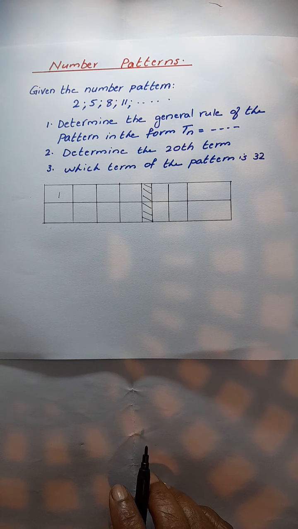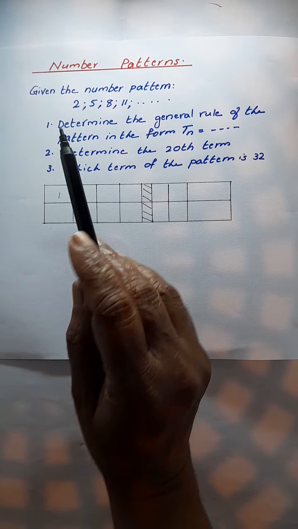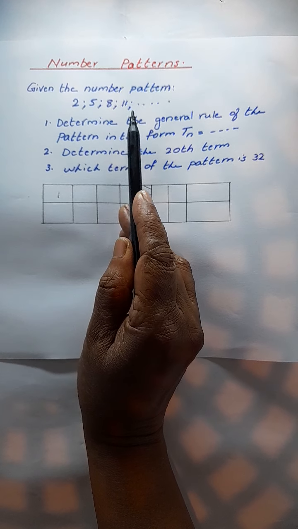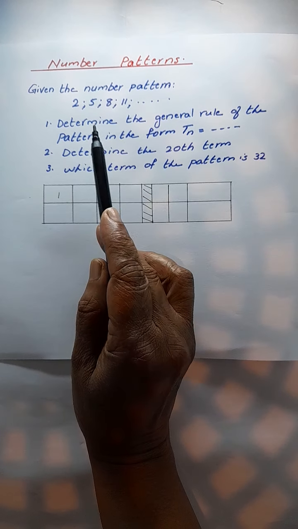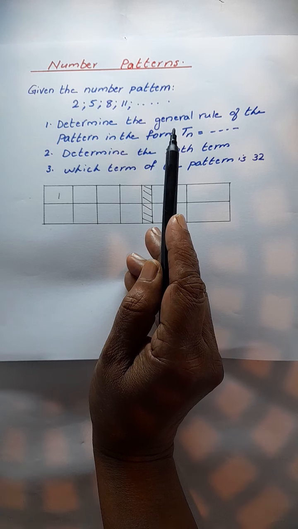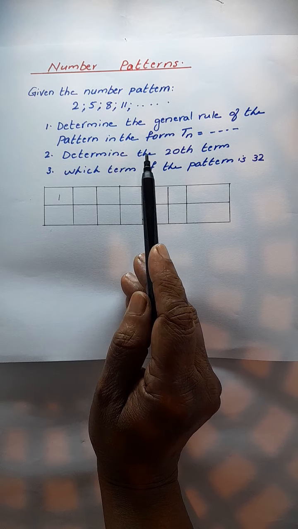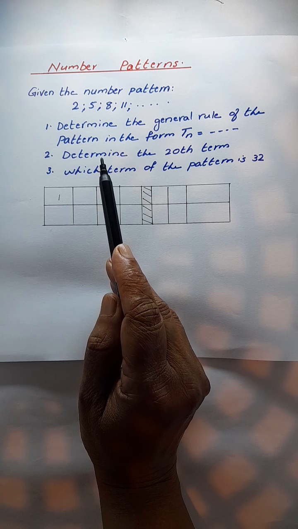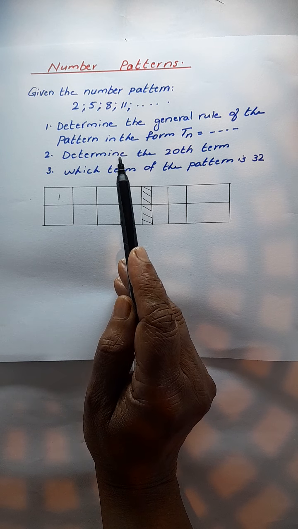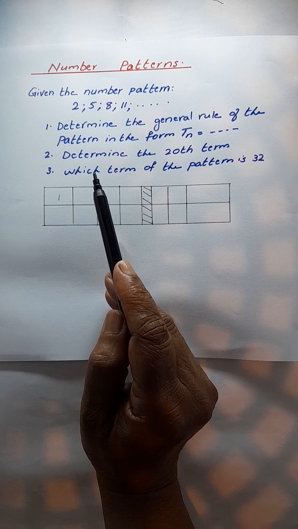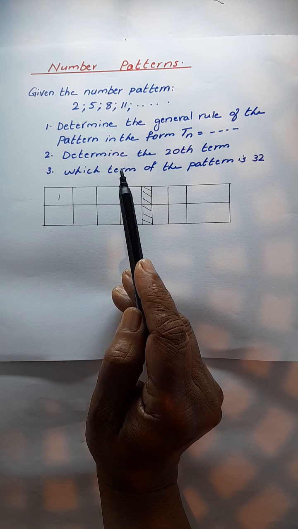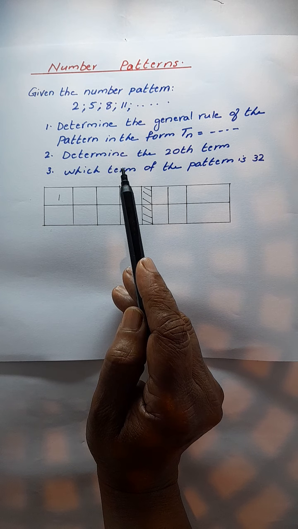Hello, this video is about number patterns. The number pattern is given here: 2, 5, 8, 11, and we have to determine the general rule of the pattern in the form Tn equals, determine the 20th term, and also we need to find which term of the pattern is 32.